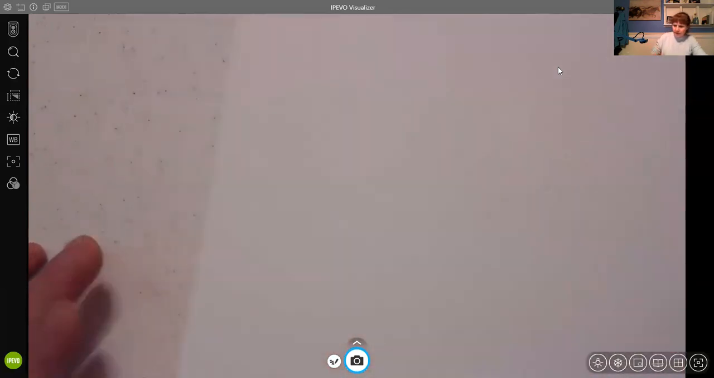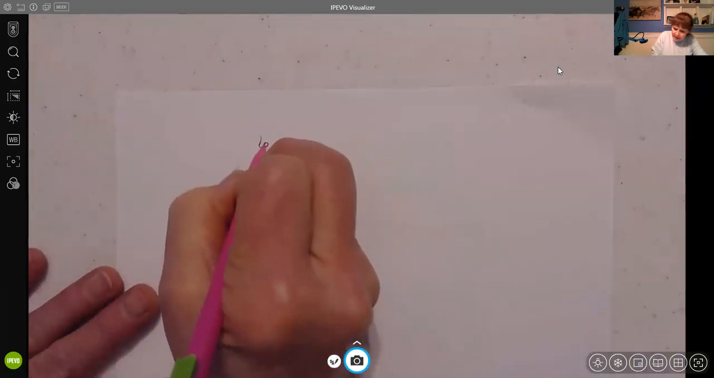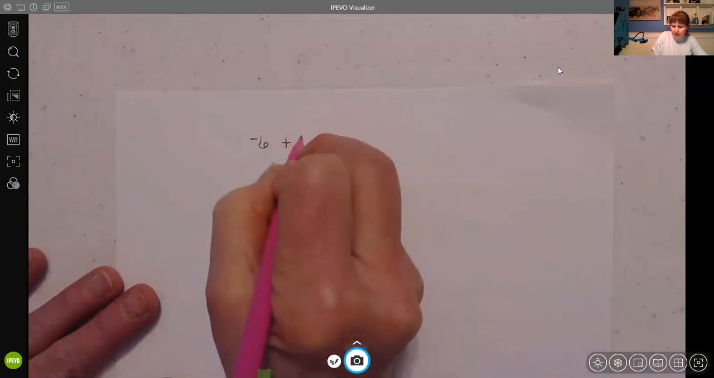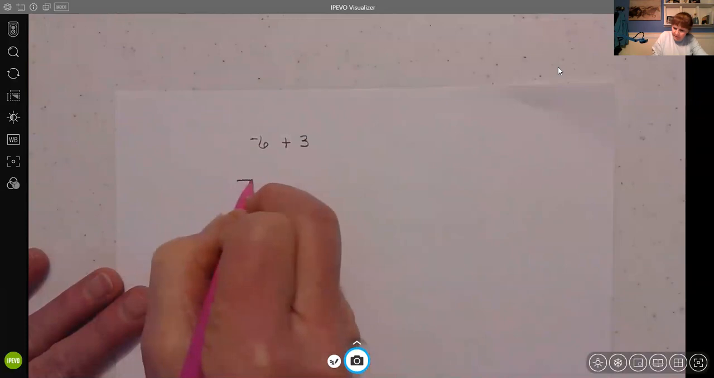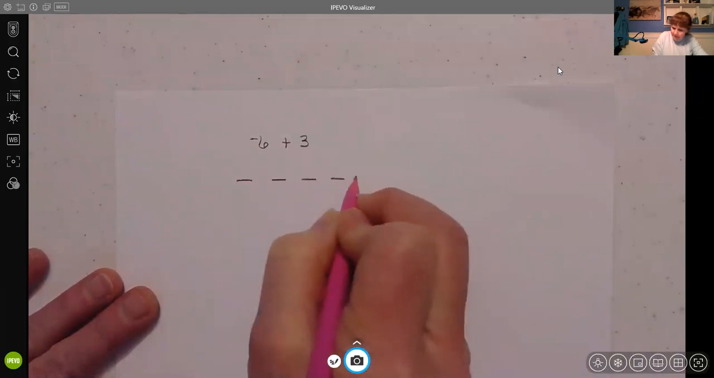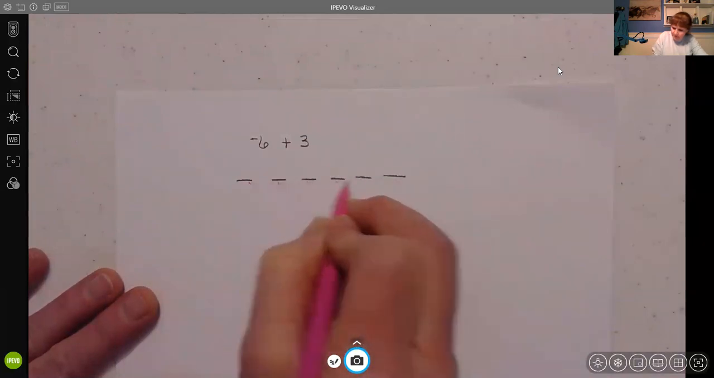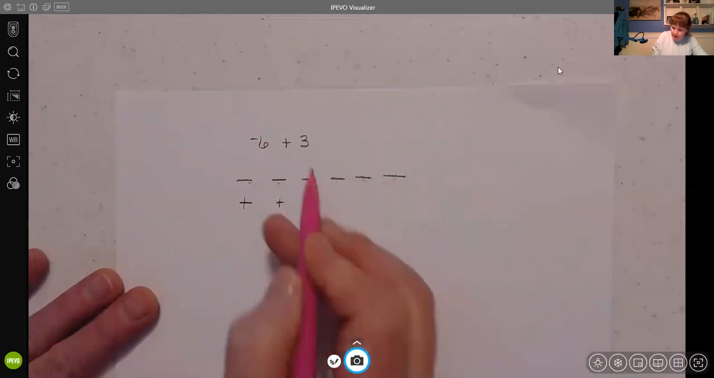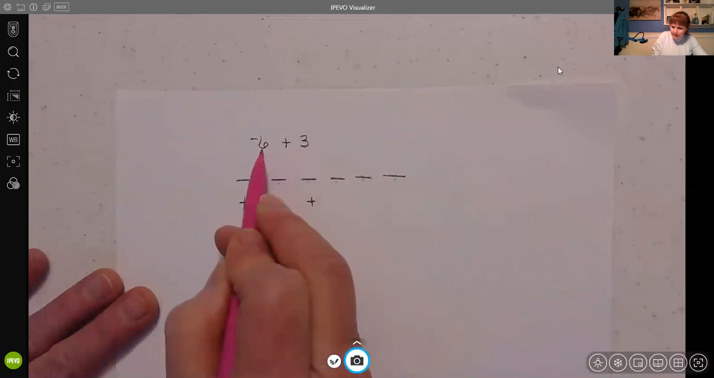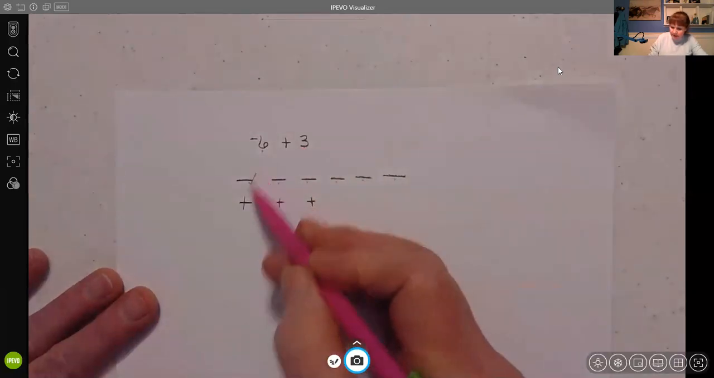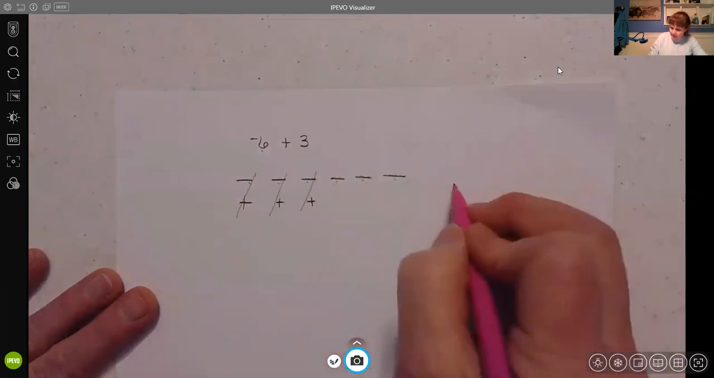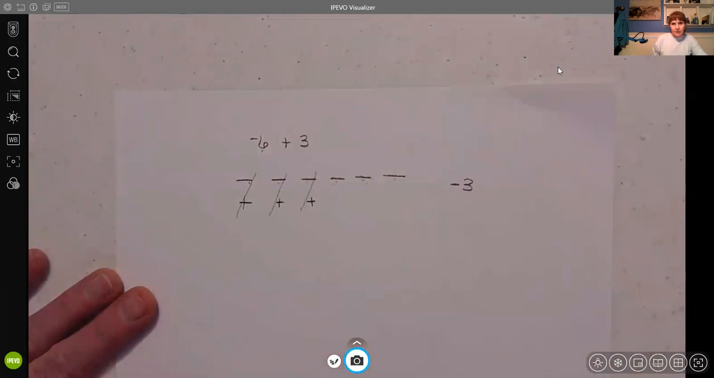Let's keep working on this idea. Let's go with -6 plus, let's say 3. So I have 6 negatives, 1, 2, 3, 4, 5, 6, and 3 positives. 3 of these positives are going to cancel out 3 of the negatives. These all add up to 0. And you're left with 3 negatives. Your answer is a -3.